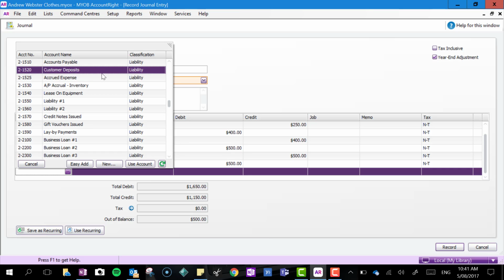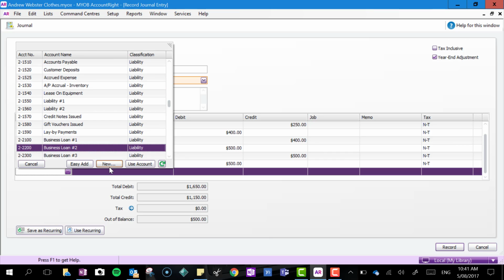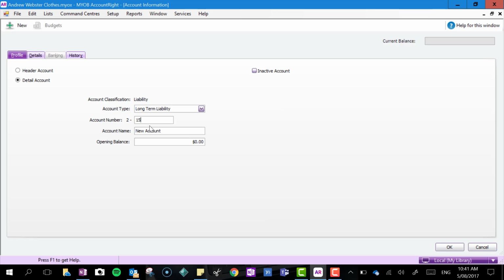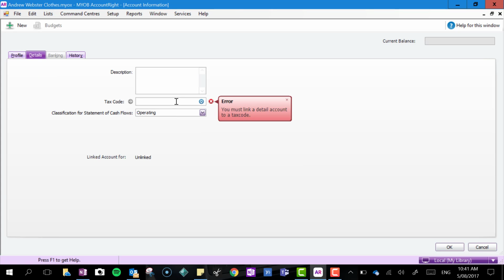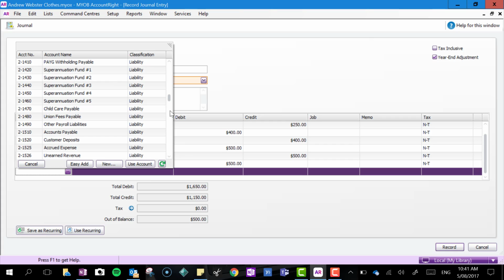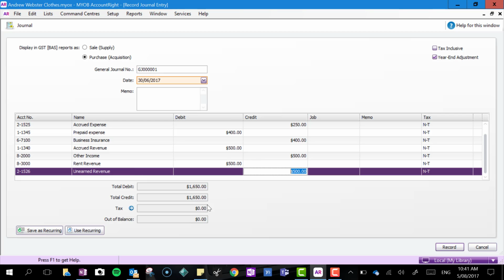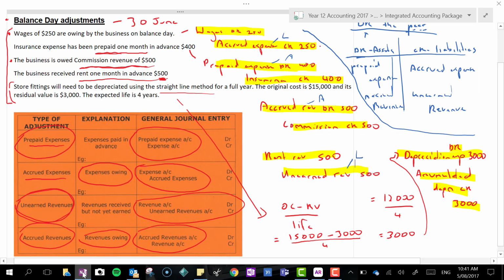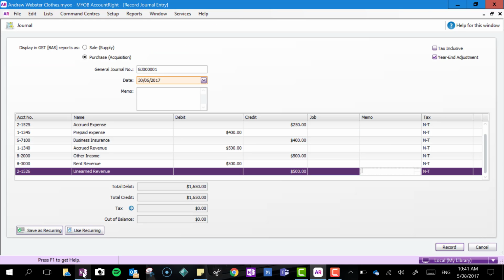So we're going to put unearned revenue around this accrued expense. So we're going to go 2-1526. And that was unearned revenue. Okay, that. This is N-T. Okay, that. Now I need to find that account we just created. There it is there. Unearned revenue for $500. That looks fine.